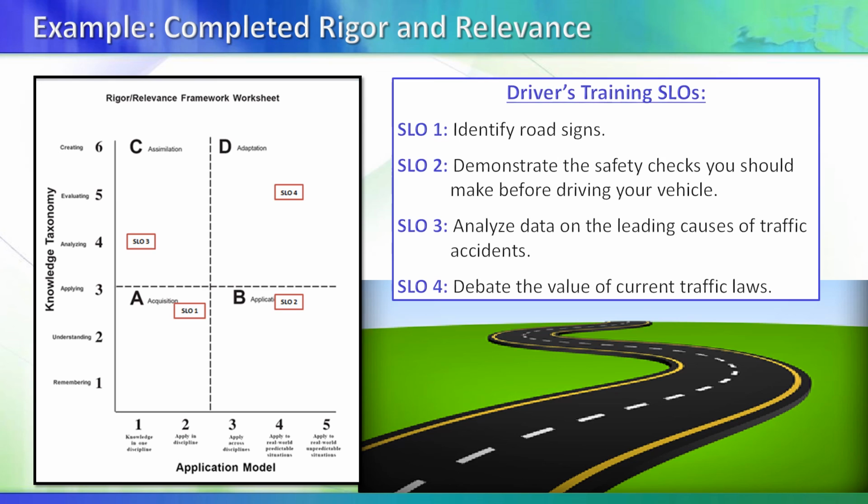SLO 4 was placed in Quadrant D because the verb debate suggests that students will debate current traffic laws by evaluating real-world predictable situations. Pause and reflect on why these SLOs fit in the Rigor and Relevance framework as they do.